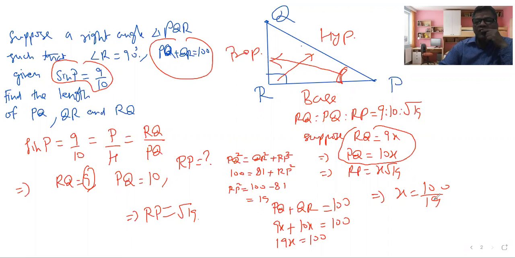Now, if you get the value of x, you can find the values of all the sides of the right angle triangle. What is RQ? You see here, RQ is 9x. What is the value of x? That is 100 by 19. So here we get RQ equal to 900 by 19. Anybody has the problem? Okay, student?